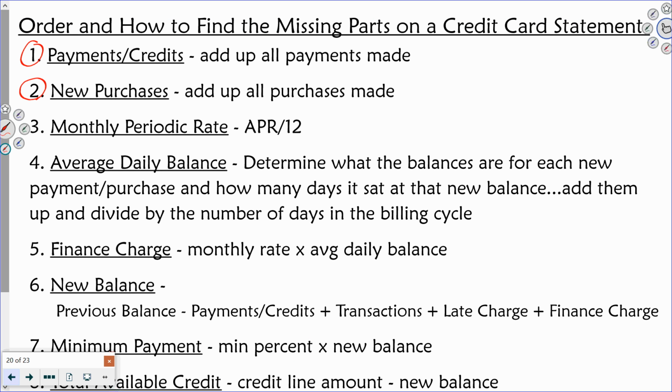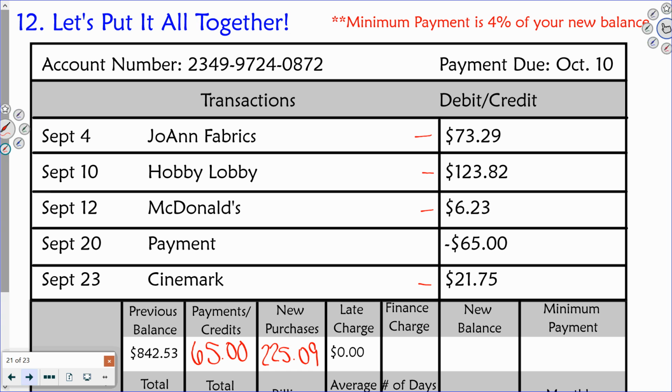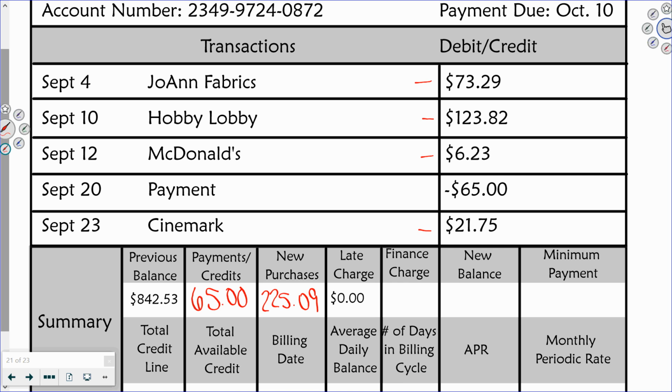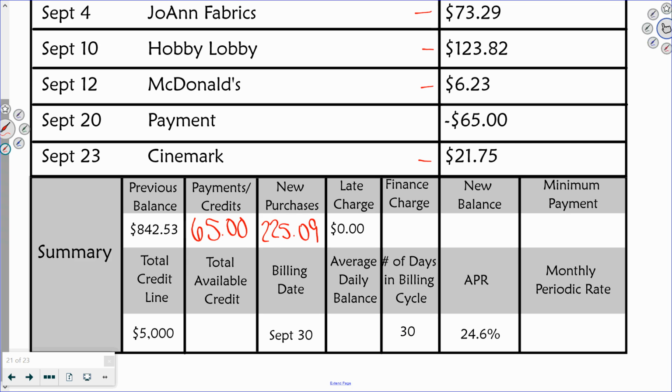Step 3, monthly periodic. I take my APR and I divide it by 12. Where do we get the monthly periodic at? Look, guys, look, right there. APR says 24.6. We have to divide this by 12. So it's 2.05%.